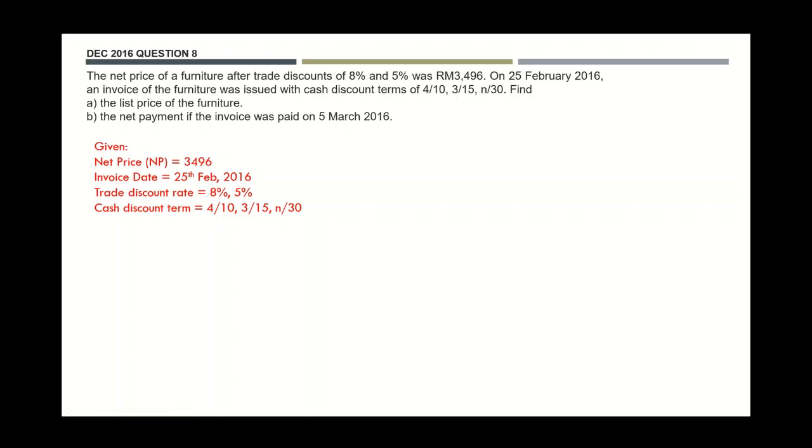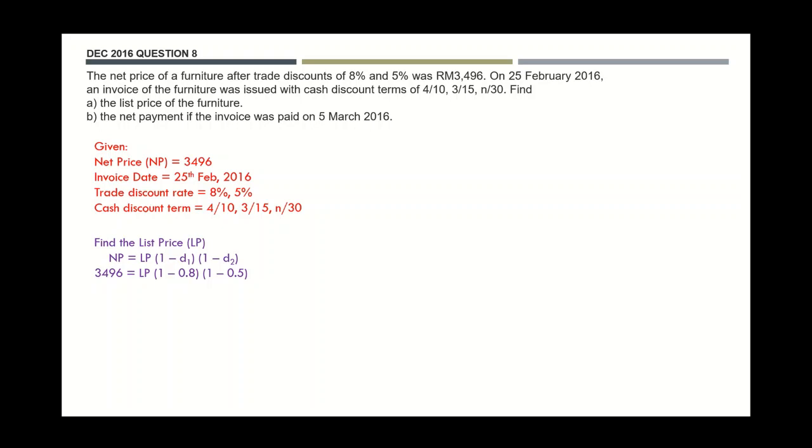So the first thing that you need to do here is to find the list price of the furniture. So how to find the list price of the furniture? So LP, using the net price formula, which is given by NP equal to LP(1 minus D1)(1 minus D2). So substituting the correct value into the formula, you have the NP replaced with 3496, because the amount given there is the net price.